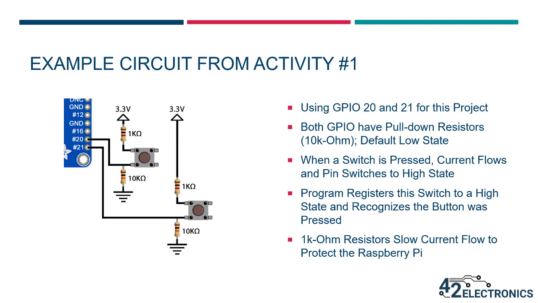GPIO 20 and 21 are the inputs we're using for this project. They are in a default low state because we have used 10,000 ohm resistors as their pull down resistors. Once a push button switch is pressed, current will flow from the 3.3 volt power source through the 1K ohm resistor, through the switch and into the input pin. And this will allow the program to register that the input is now high instead of its default low. So the program will recognize that the button has been pressed. Now, those 1K ohm resistors you see there are in place for each branch. So when the switch is pressed and the current flows, that current is limited so it doesn't damage the Raspberry Pi.